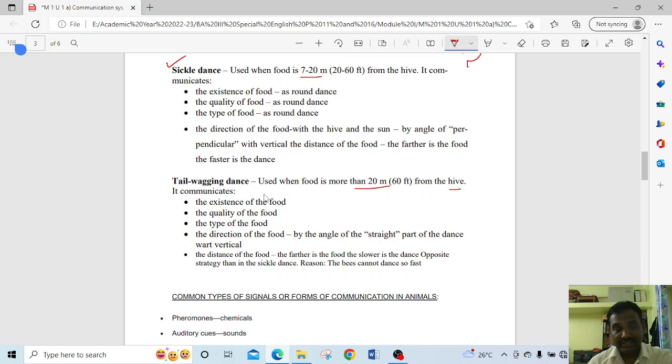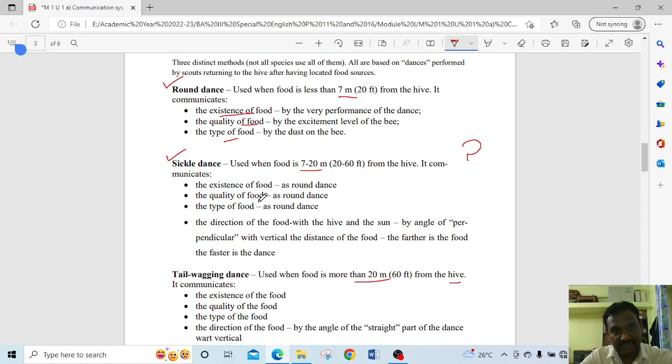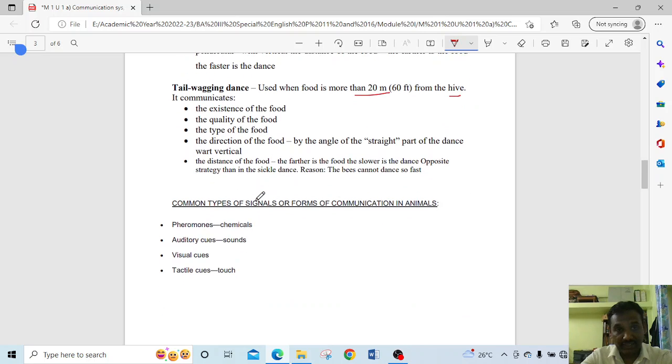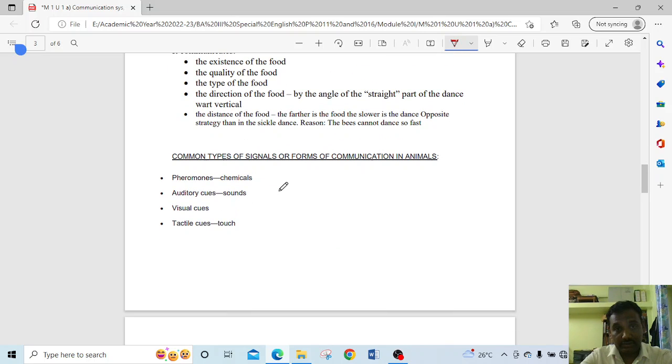So these types of dances are signals, and the meaning is the existence of food, what quality of food, and the type of food they direct. Now, common types of signals that are used in animal communication: for example, some chemicals are used, for example, pheromones. Some auditory cues are there, like sounds, visual cues, and tactile cues, touch.